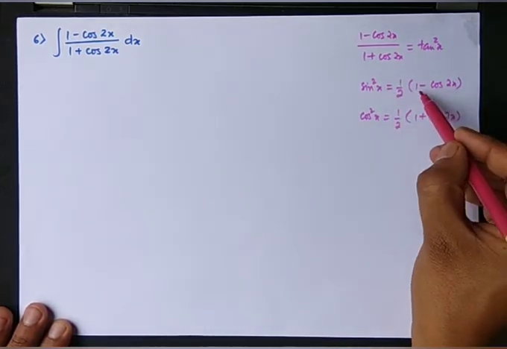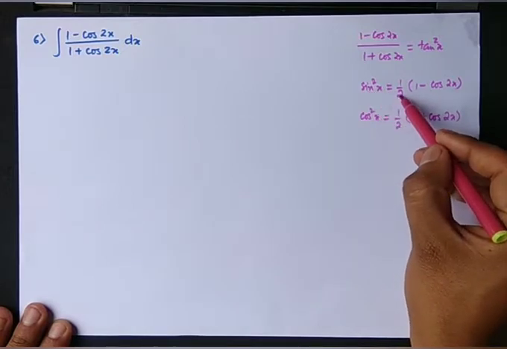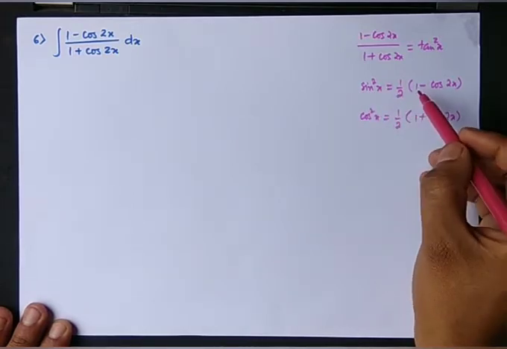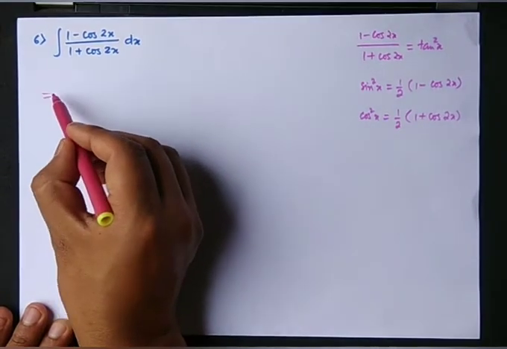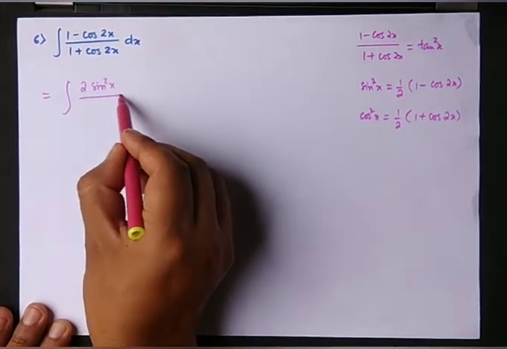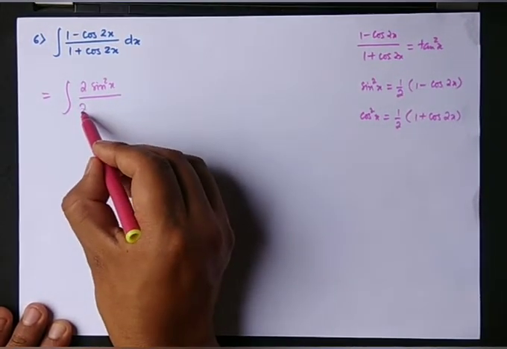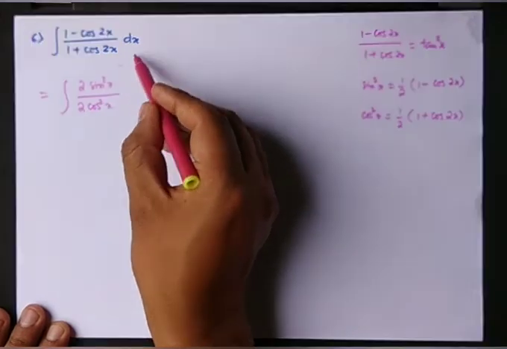Now from here we have 1 minus cos 2x equals 2 sin square x. Yes, when this 2 goes over there, we have 2 sin square x. So instead of this, I am going to write 2 sin square x. Fine. Similarly from this, 1 plus cos 2x will be 2 cos square x, and we have dx here.